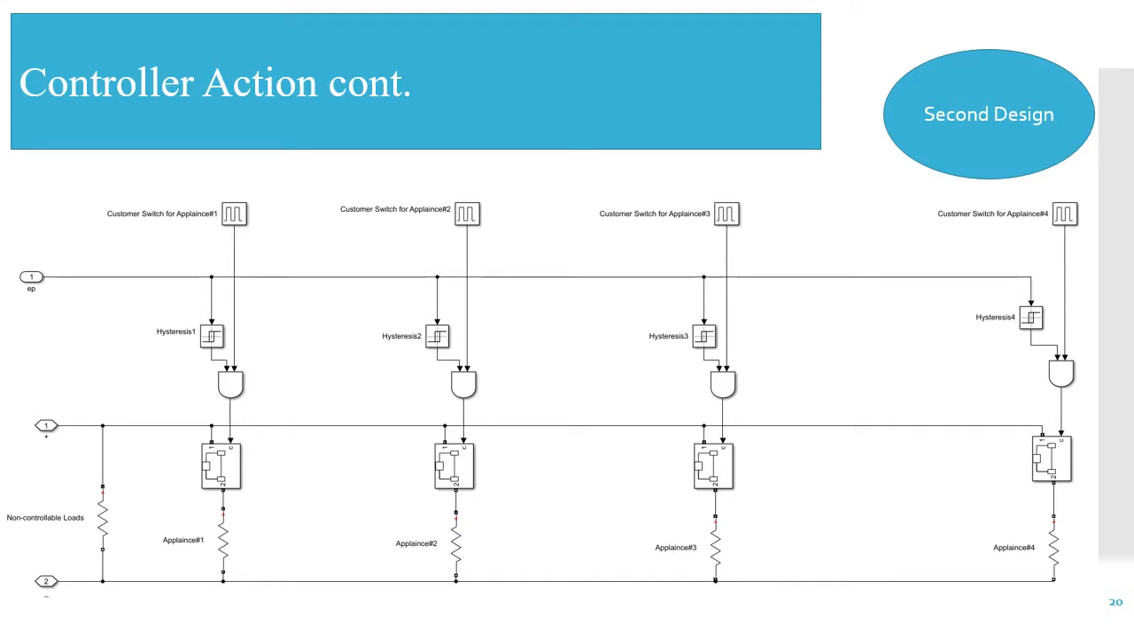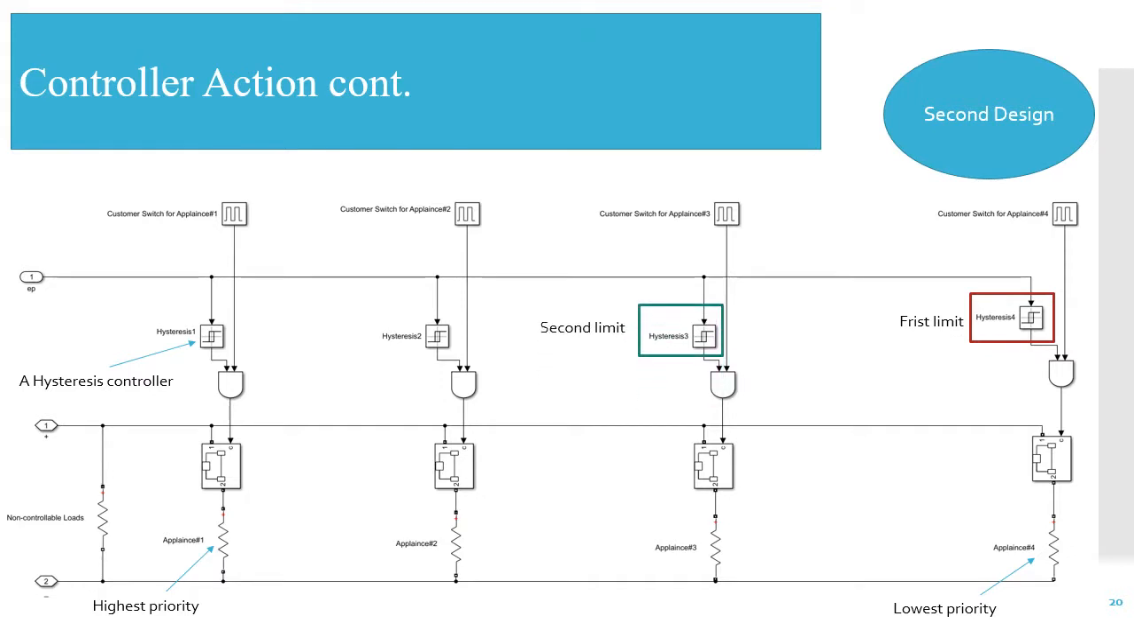In the second design, the limits will be used in the hysteresis controllers. If appliance 1 has the highest priority and appliance 4 has the least priority, the first limit will be used in the controller of the fourth appliance, meaning that whenever I cannot supply power to all loads without overloading the system, the last load will be turned off.